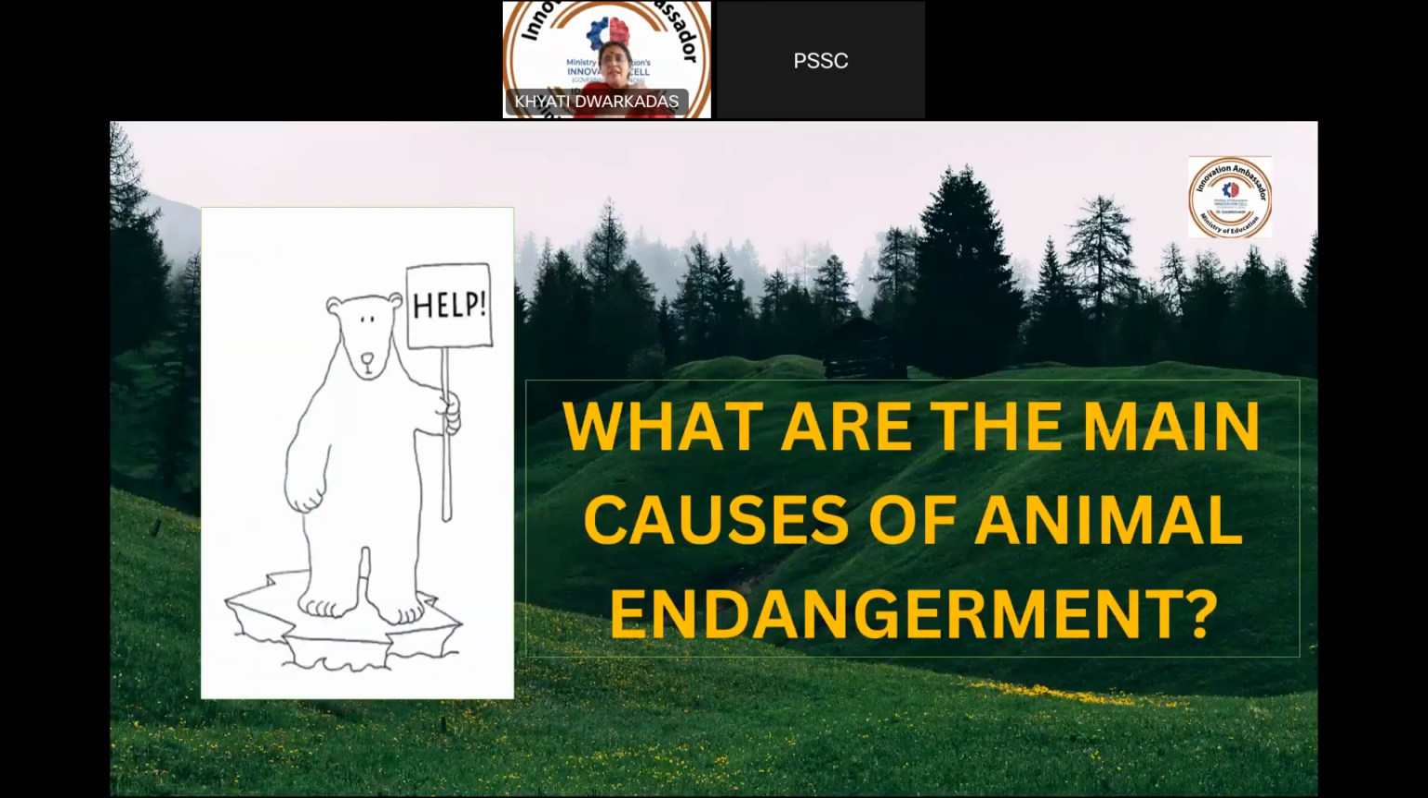So I have another one for you. You can use the question matrix for this image. There is a bear, and the topic is causes of animal endangerment. Let's use the question matrix to frame more questions.